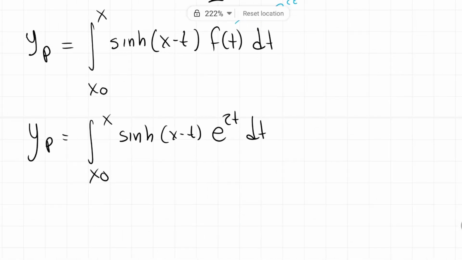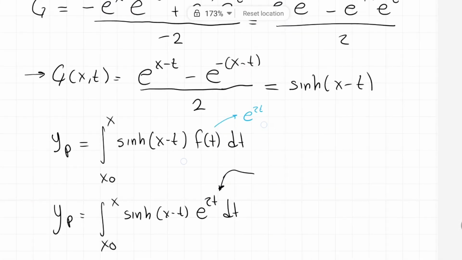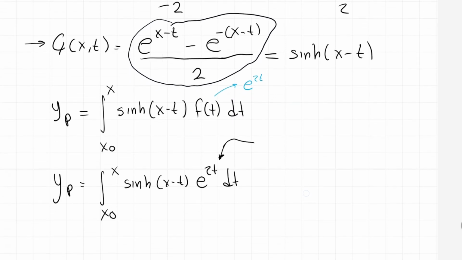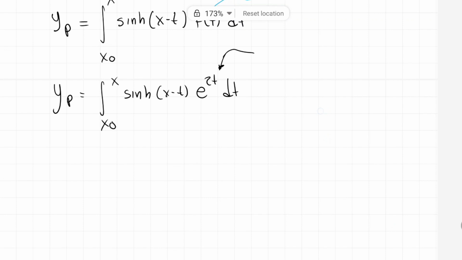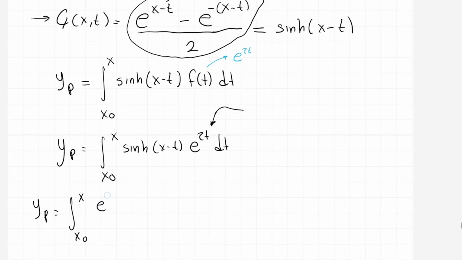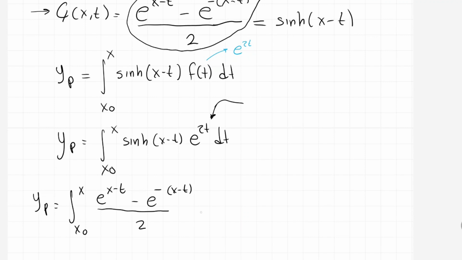And in this case, since our function f of x was an exponential function, it turns out to be more useful to use this definition in the particular solution, just to be able to multiply the exponentials. So we get that y_p is equal to the integral from x0 to x of e to the x minus t minus e to the negative x minus t, over 2, times e to the 2t dt.